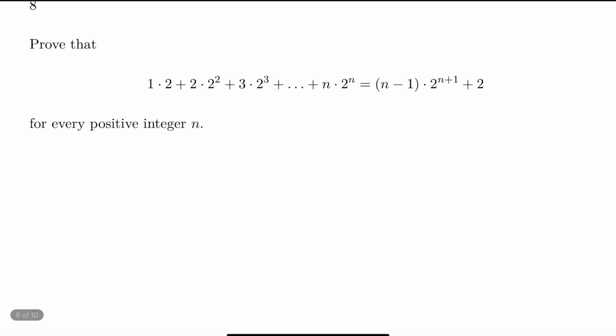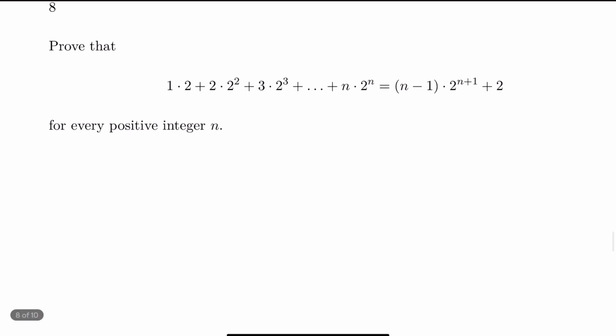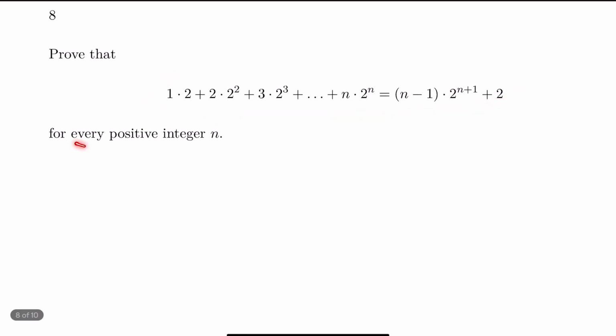In this video, we are going to prove that 1 times 2 to the 1 plus 2 times 2 to the power of 2 plus 3 times 2 to the power of 3 and so on to the n-th term, which is n times 2 to the n, is equal to n minus 1 times 2 to the n plus 1 plus 2. Okay, so how can we prove this equation for every positive integer n? So we will use mathematical induction.